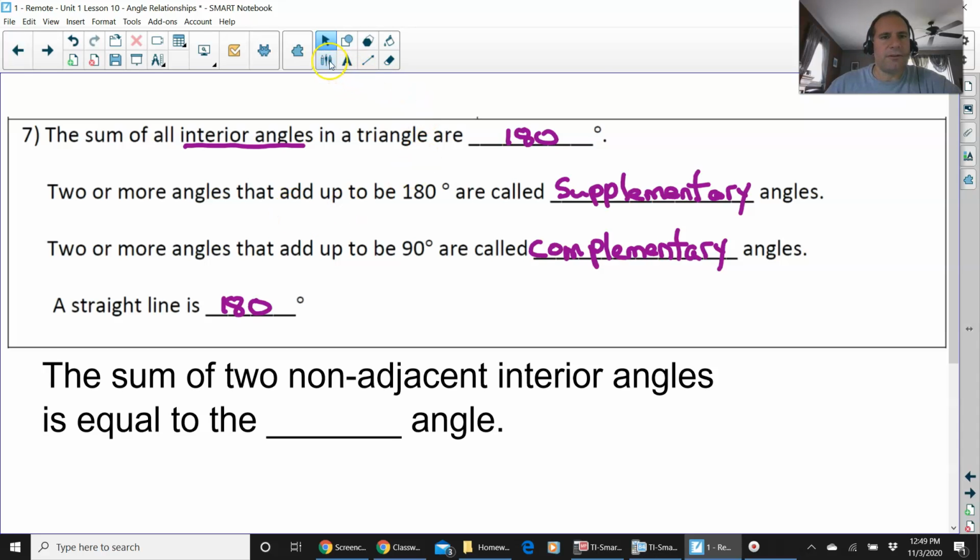Hopefully you are copying that. That's very important. And there is the answer. The exterior angle is equal to the sum of the two non-adjacent, not next to, interior, inside angles. And that is a major part of what is going to happen later on in this worksheet.